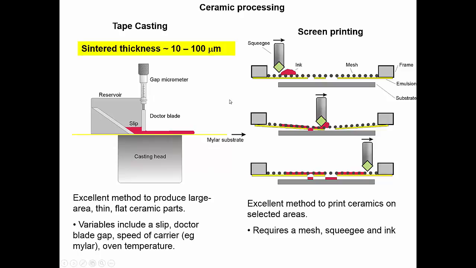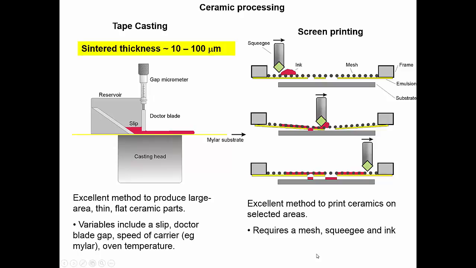On the right hand side here we see screen printing. Screen printing is a very simple technique to print on selected areas on ceramics. So we have our ceramic underneath here, and what we've got is some kind of mesh, and then we simply smear some ink and rub a squeegee over the top of that ink so that we can deposit selected areas on our substrate of, say for example, electrode materials on top of our electrolyte.